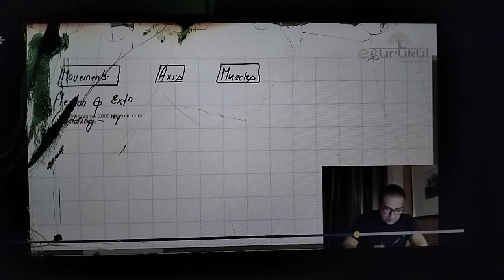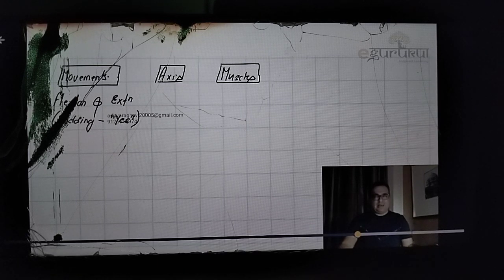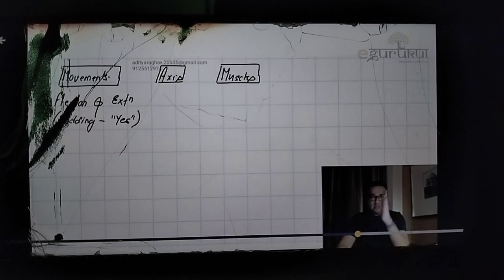The nodding movement, which is used to say yes. If you want to say yes, the nodding you will do like this. Nodding movement or yes movement. Axis. When my head is moving like this, what is the axis here? If the movement is in this plane, obviously we know that axis and plane are perpendicular to each other. So axis has to be this one.